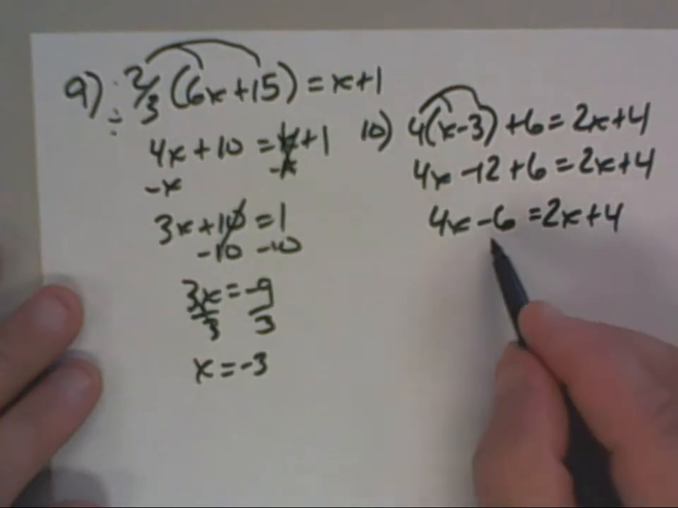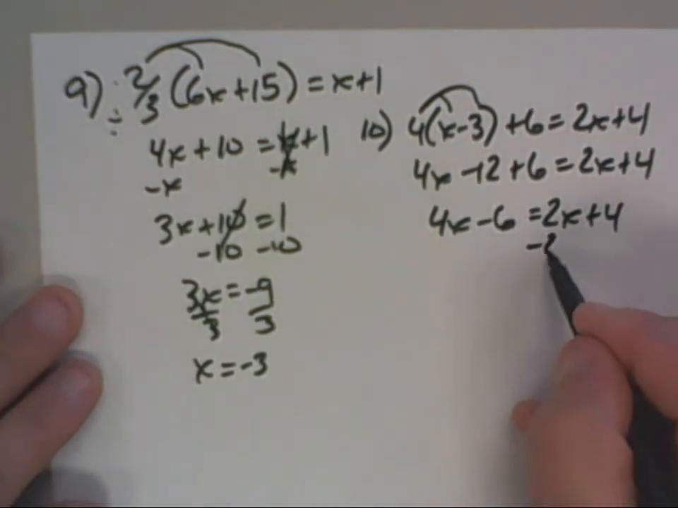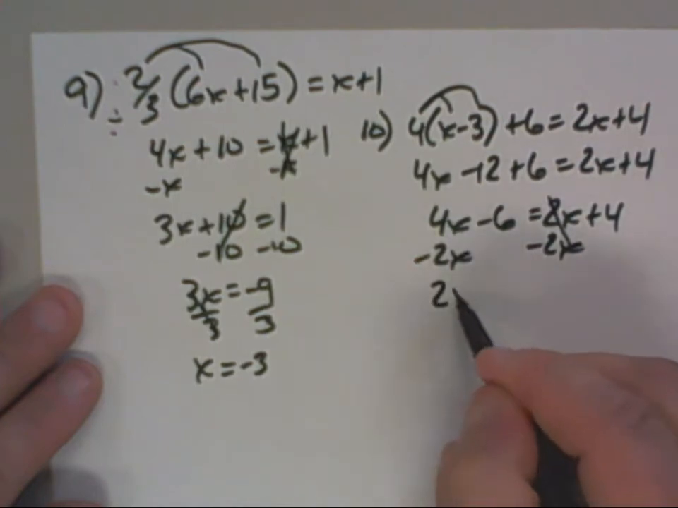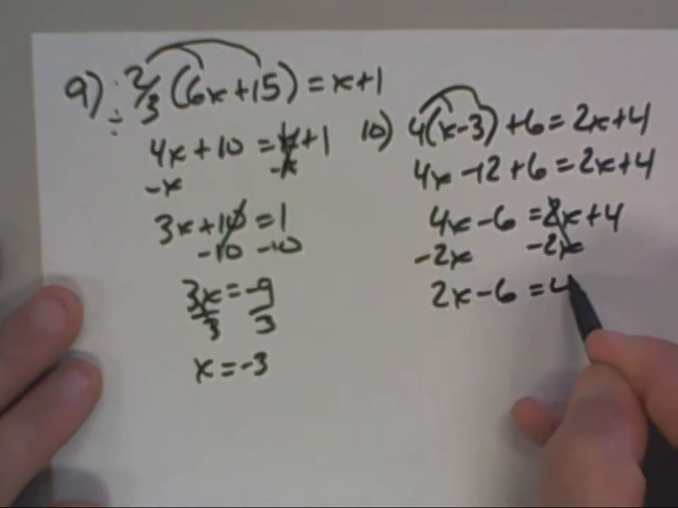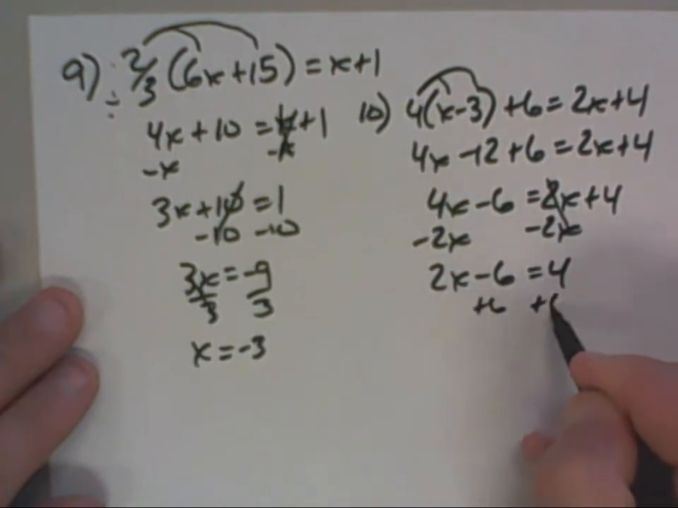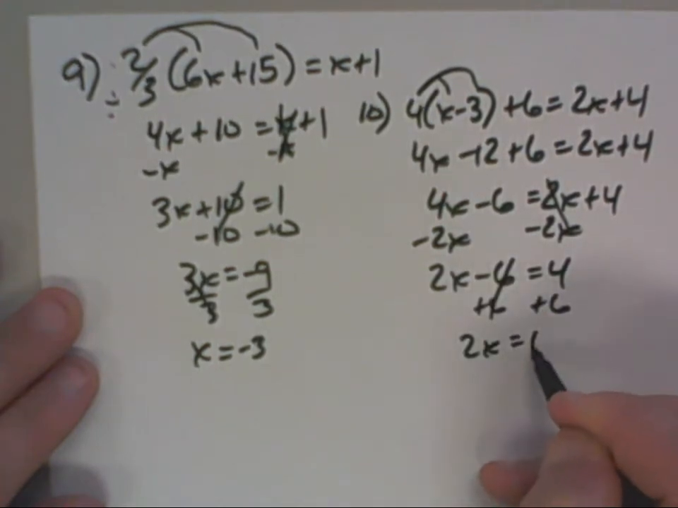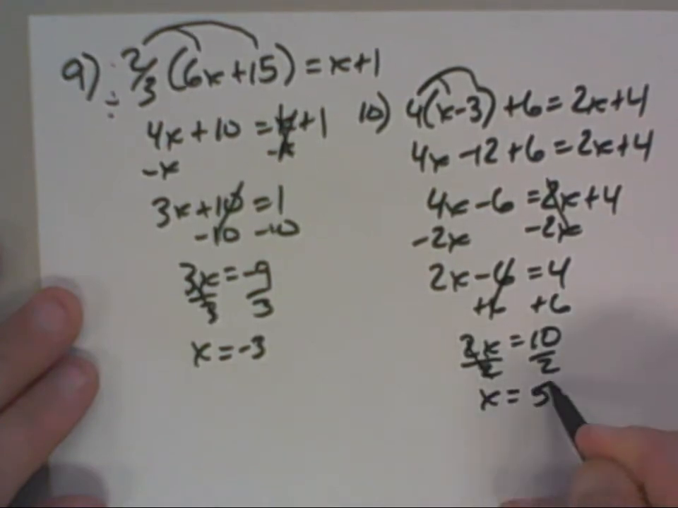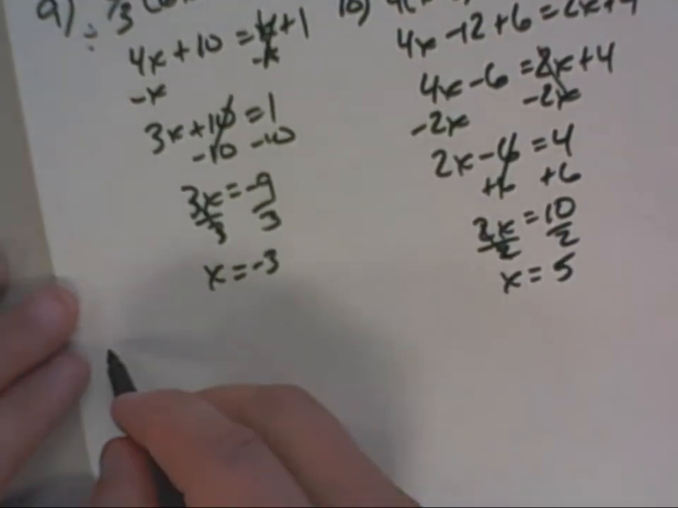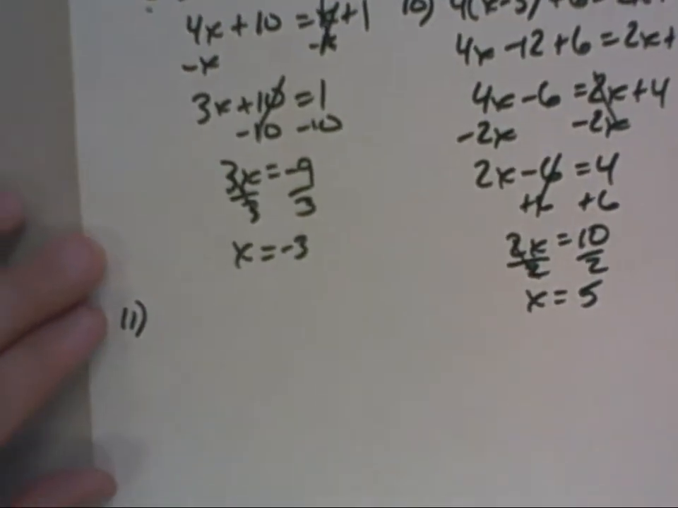And then I have x's on both sides, so I'm going to subtract 2x from both sides of the equation. So 4x minus 2x minus 6 will equal 4. And now it's a two-step equation. I can add 6 to both sides, so 2x equals 10. And if I divide both sides by 2, x is 5. Let's move on to number 11.